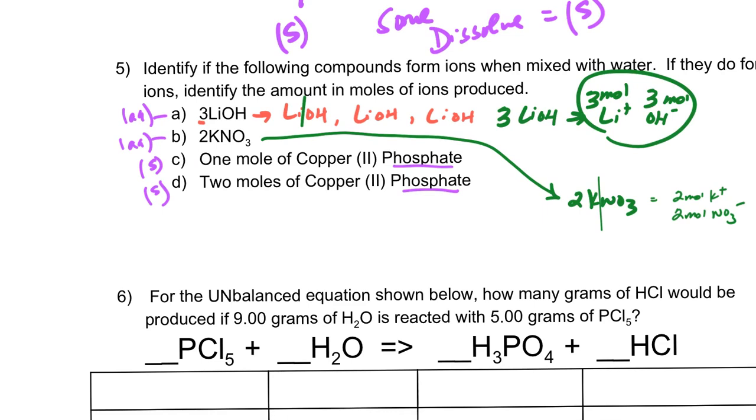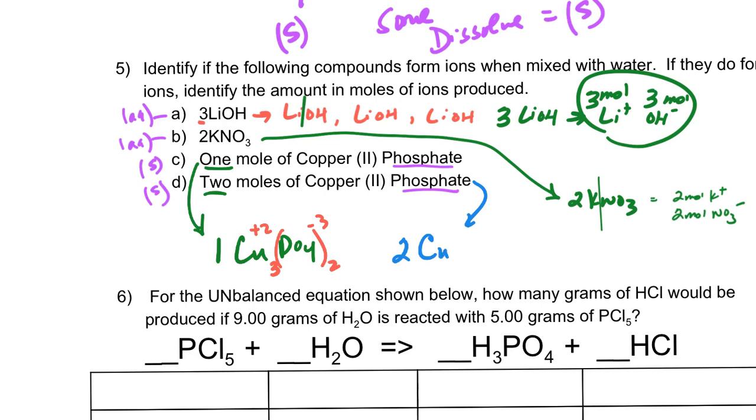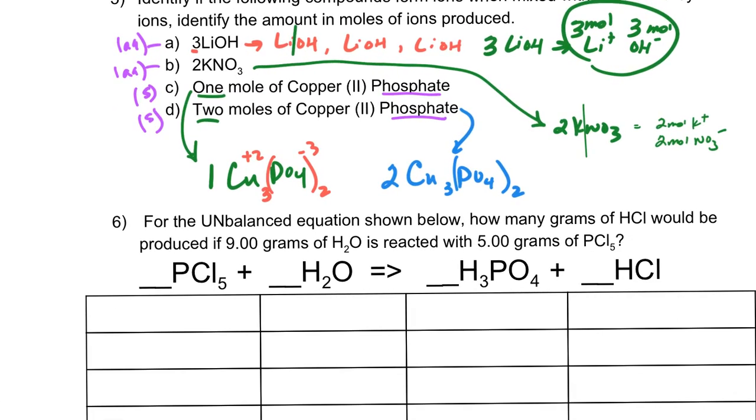Now with C and D here, we've got copper phosphate. The main distinction between these two, since it's the same compound, is going to be the coefficient. If we look at C, for example, that means you've got 1 mole of Cu3(PO4)2. Remember, to make sure you get the right formula, phosphate is a -3 and copper is a +2, so you're going to need a coefficient of 3 here and a 2 there. In contrast, the second one is going to be 2 moles of Cu3(PO4)2, with the parentheses and the 2.